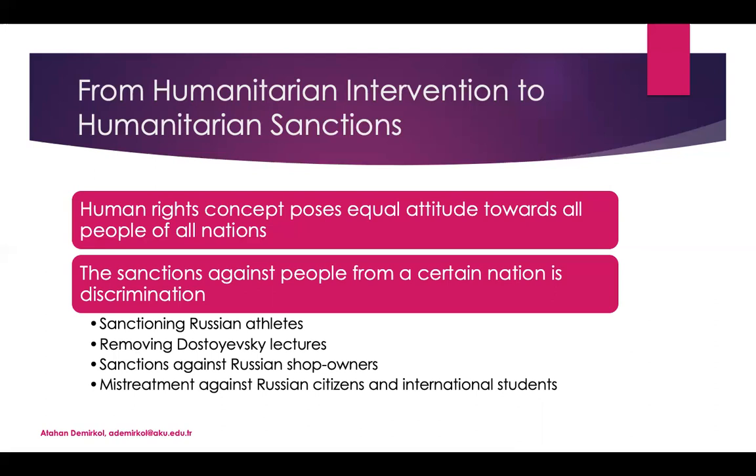The Dostoevsky course was removed because it was Russian, and Russian athletes were prohibited to join some events because they were Russians. So these are sanctions against humanity, like humanitarian sanctions. But in general terms, the West has been talking about humanitarian intervention rather than humanitarian sanction. So in the recent example, we see that the West has shifted its point from humanitarian intervention to humanitarian sanctions, which is a discrimination, a clear discrimination, and which is against the human rights of regular people. So we have to remind that and say that, actually.